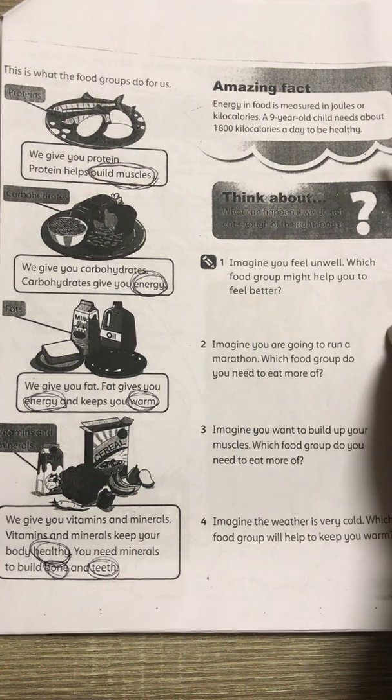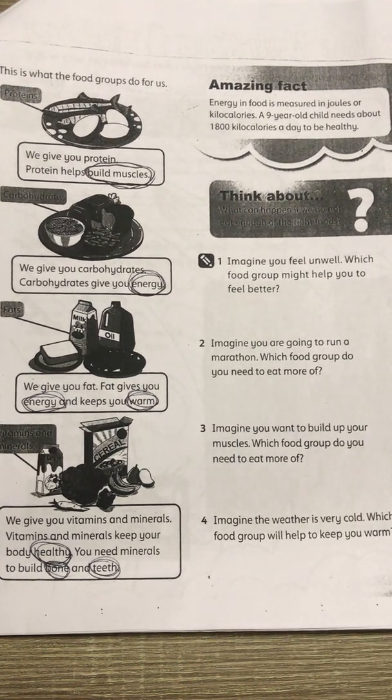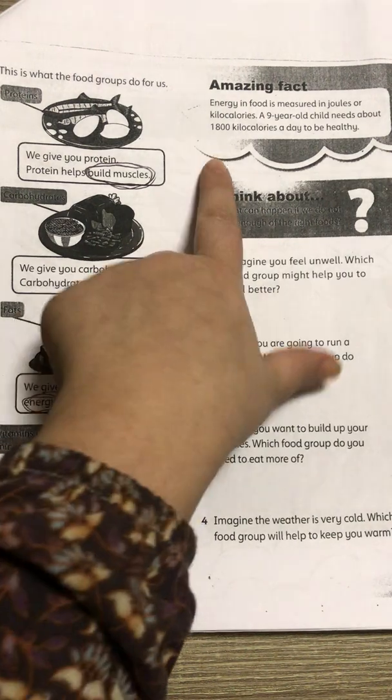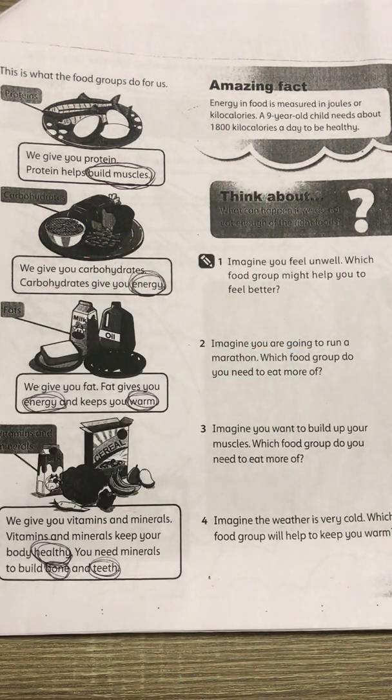Now here's just an amazing fact here at the top. They say energy in food is measured in joules or kilocalories. A 9-year-old child needs about 1,800 kilocalories a day to be healthy. So every piece of food that exists has a calorie to it. That means how much energy is stored in it. And you as kids, if all the food you eat or things you drink in a day gives you a total of 1,800 kilocalories a day, then you will be healthy.